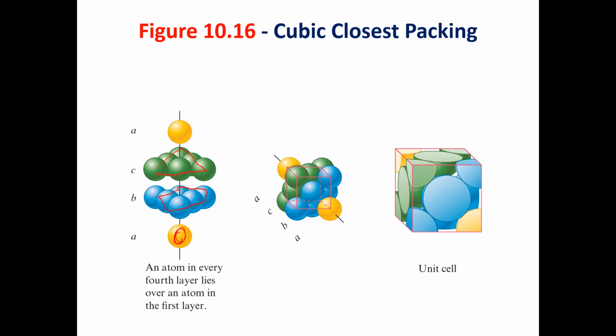So part of this is going to overlap, but not the whole thing. And then we end up with another one from our first layer. So an atom in every 4th layer is over the atom from the first layer. So we get a unit cell that looks something like this. And this is more of a 3-dimensional view of that.